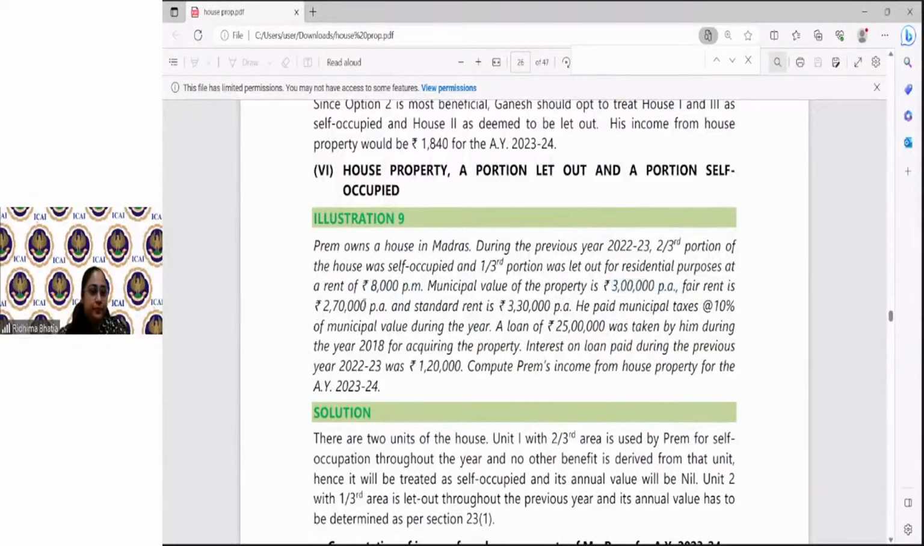Fair rent is 270 and standard rent is 330. He paid municipal taxes at 10% of the municipal value. अगर ये 10% of municipal value नहीं भी लिखा हुआ and only 10% is written, then also you will take it off the municipal value only. Compute Prem's income from house property for assessment year 23-24. Let's start, guys.